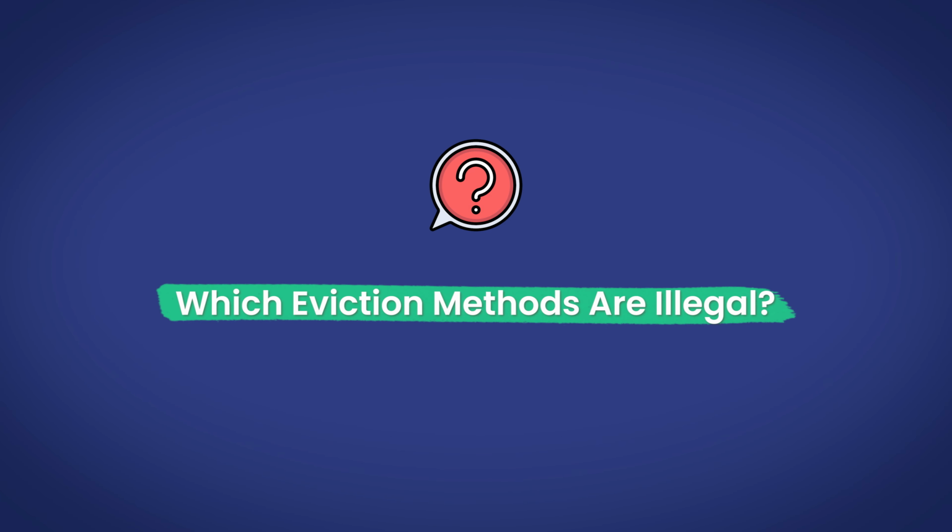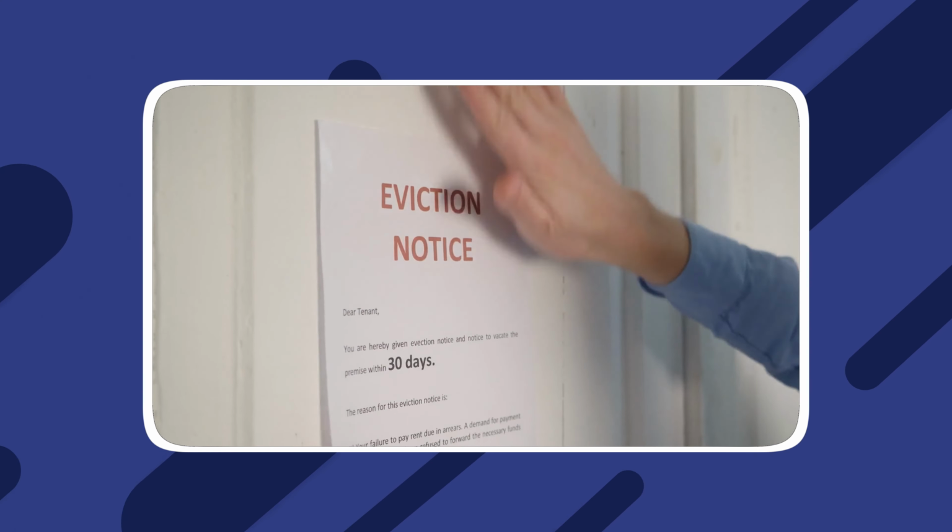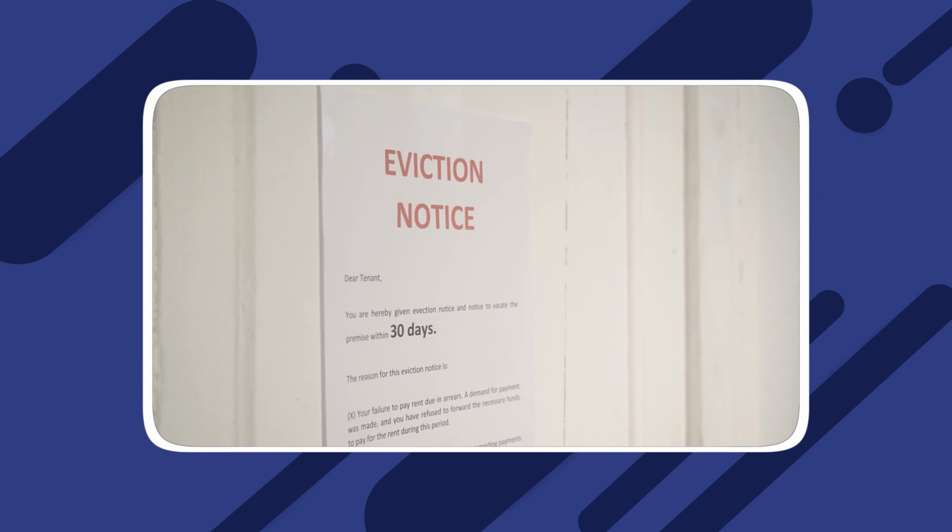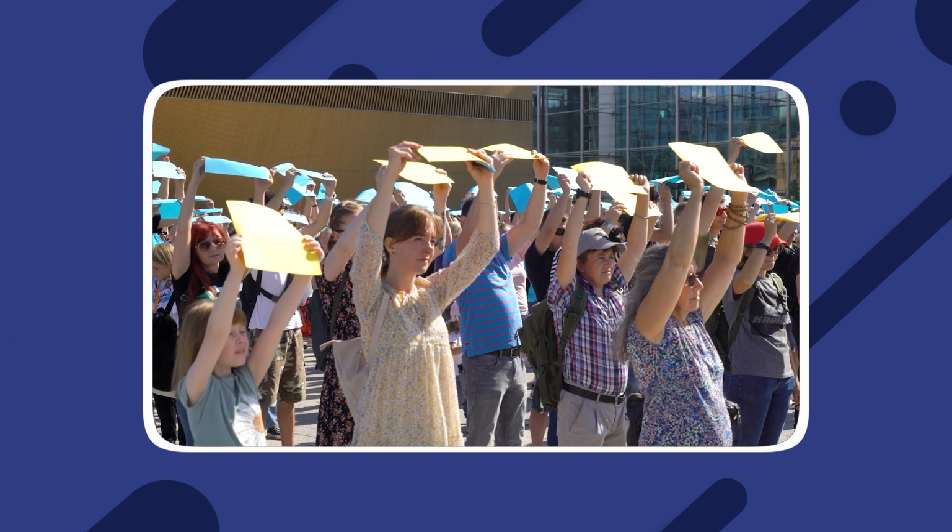Question number 2 is, which eviction methods are illegal? In addition to self-help eviction, evictions made due to retaliation or racial discrimination are not allowed. The following acts fall under this category. The landlord attempts to evict a tenant because the tenant is involved in a tenant union or organization, or the landlord attempts to evict a tenant because of the tenant's race or sexual orientation.